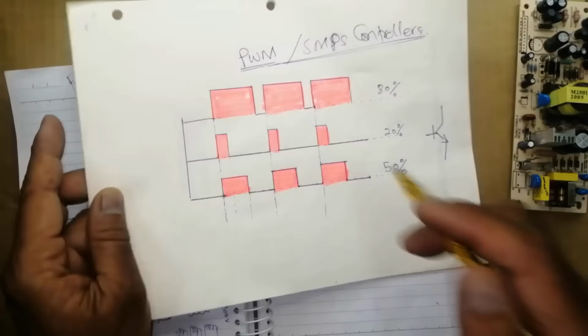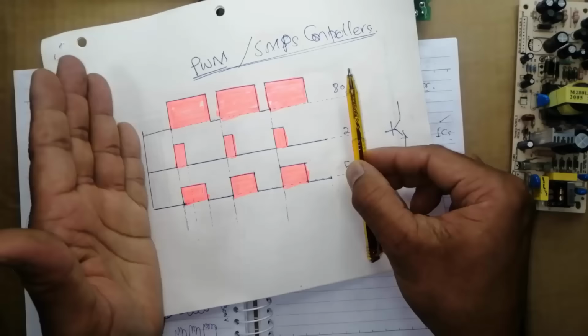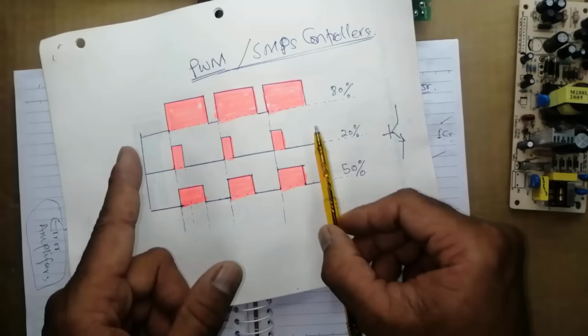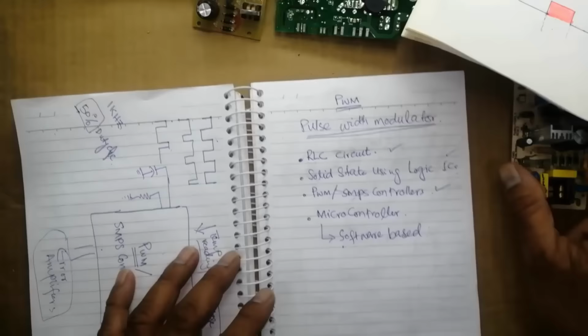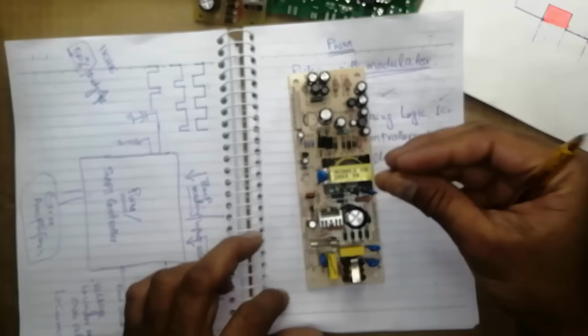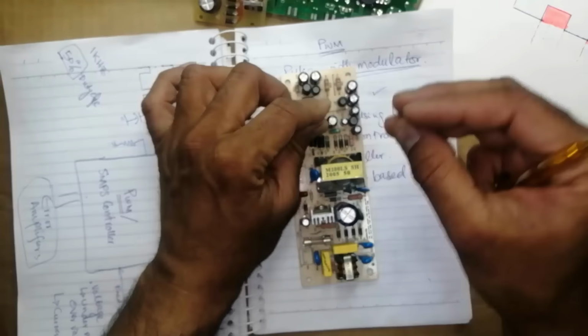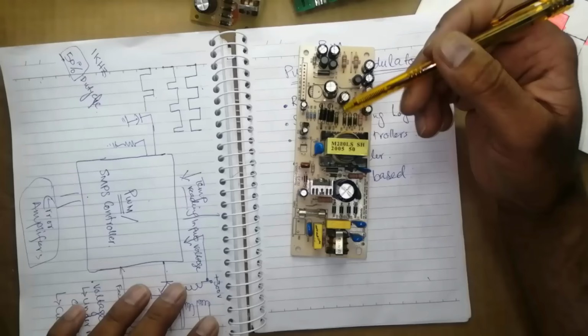Then the block diagram, pulse width modulator. We will discuss in detail what is pulse width, and how the pulse width is changed to control this switch. Finally, we will do troubleshooting on SMPS circuits. I will put possible faults in the circuit, and I will demonstrate how you can troubleshoot them.